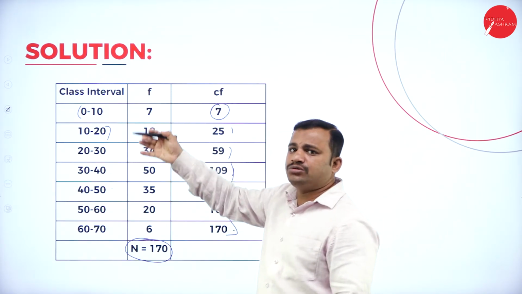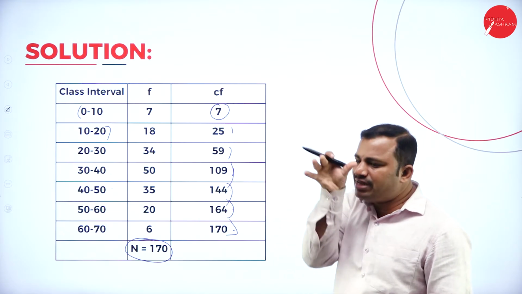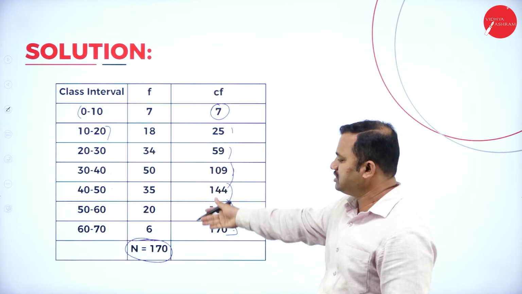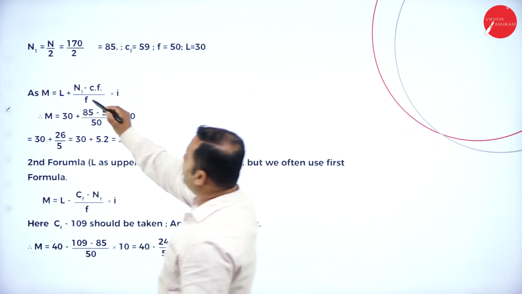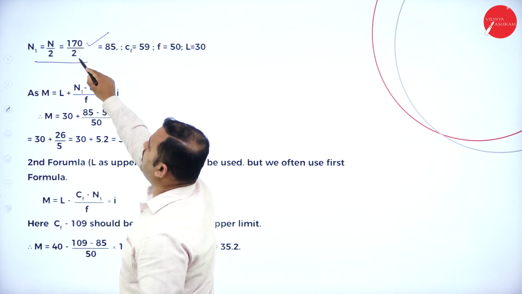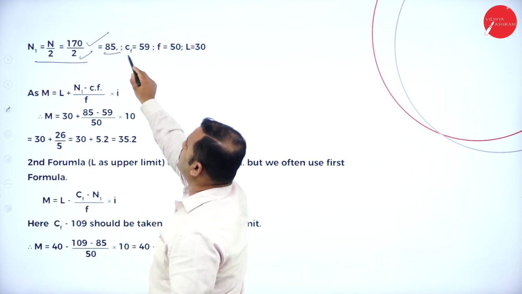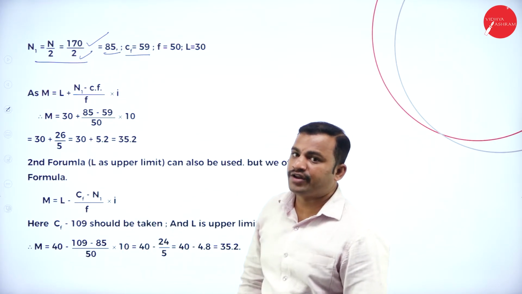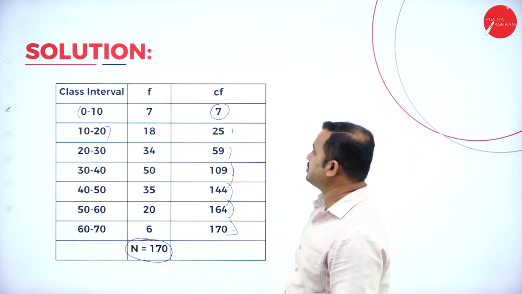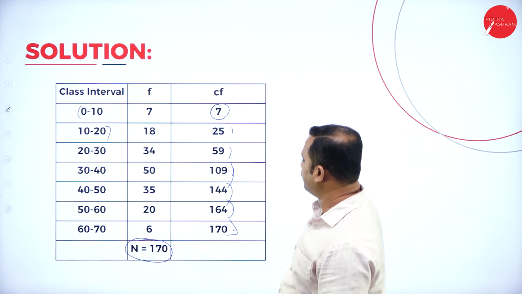We are splitting that into the individual items. Between that interval, this is a cumulative frequency. So we are considering the frequencies like this. Then n1 is equal to n by 2. How many items are there? 170. 170 by 2 is equal to 85. What is the cumulative frequency? The cumulative frequency is equal to 59. Please see here, that is equal to 59.